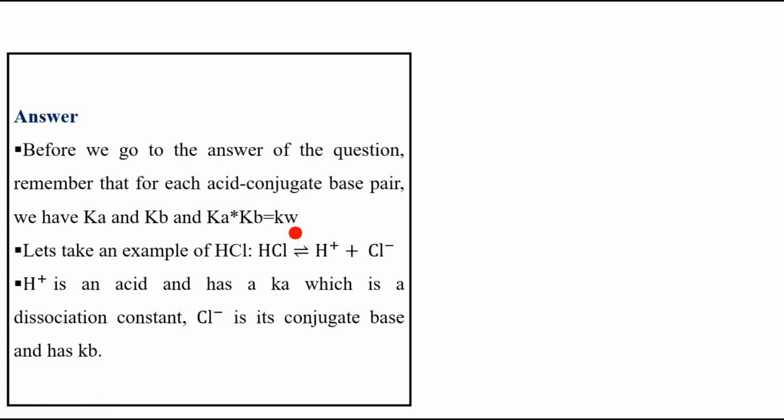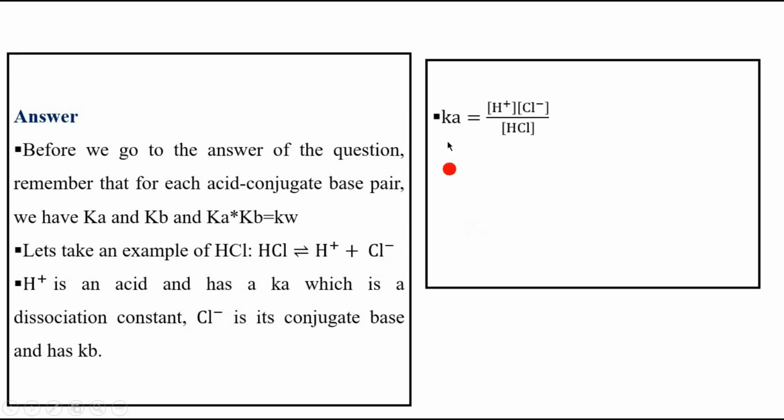So let's take an example for HCl before going to our example. If you have, for example, HCl, this is the acid, right? We have the acid and we have the conjugate base. HCl is an acid that has a Ka, which is the dissociation constant, and chloride is its conjugate base, and it has a Kb.